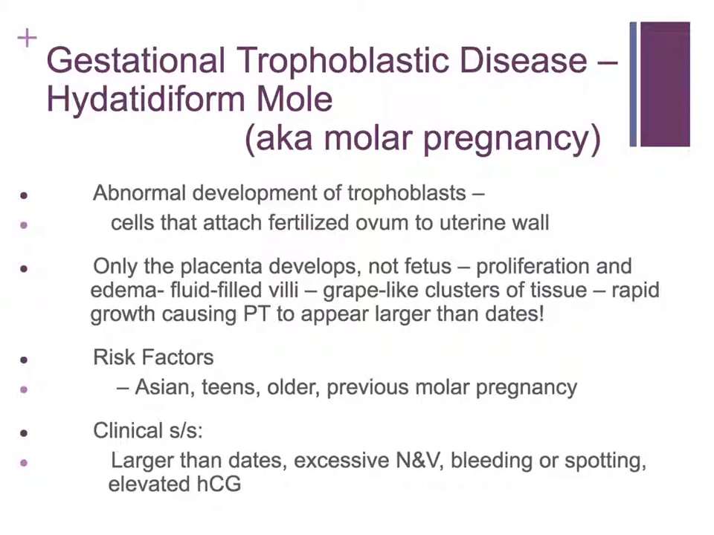Okay, the last thing I'm going to talk about causes of bleeding is a molar pregnancy. It has 3 different names: molar pregnancy, hydatiform mole, or gestational trophoblastic disease. This is when the fetus doesn't develop, but a placenta sort of on steroids develops. It's proliferative, it's edematous, it looks like grape-like clusters. This patient will present looking much more pregnant than she should. She'll have excessive nausea and vomiting, she'll have bleeding, and her HCG levels will be higher than they should be.